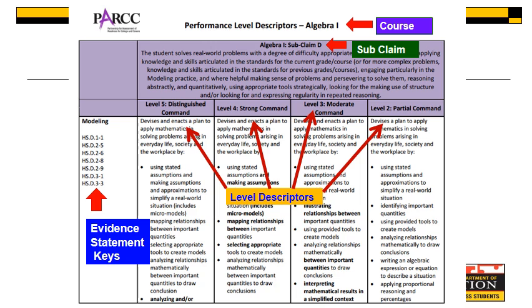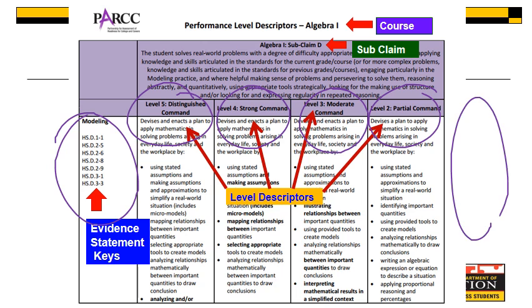So now this is the performance level descriptors for Algebra 1. And you'll see that we have the evidence statement keys, and then we have the level 5, level 4, level 3, and level 2. What's missing is level 1. They do not provide any information about level 1, which is a very minimal command.